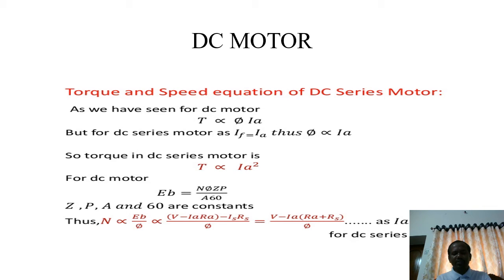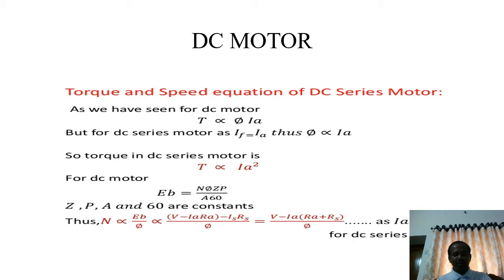Torque and speed equation of DC series motor. We know that in a DC motor, torque is directly proportional to phi Ia. But for the DC series motor, IF is equal to IA because the series field winding is connected in series with the armature. So the armature current is equal to the field current, therefore flux is directly proportional to armature current. So torque in the DC series motor: T is directly proportional to Ia squared.